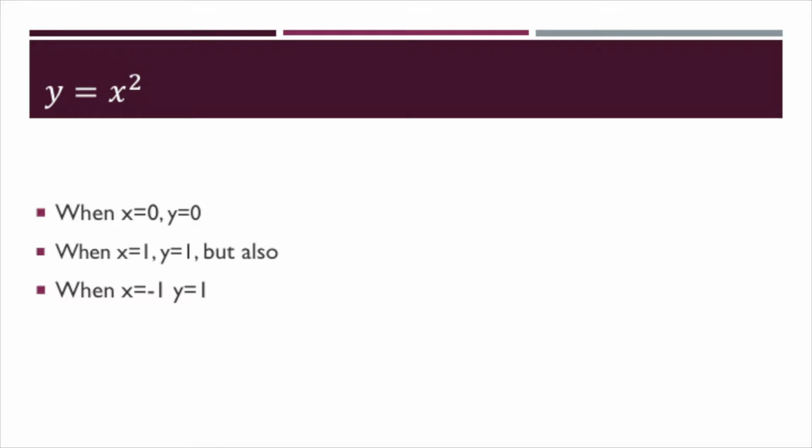Now, one of the unusual things about equations with exponents is that you may have situations where multiple values can be put in for y and x. So let's take that example, y equals x squared. We know that when y equals 0, x equals 0. But we also know that when y equals 1, x equals 1. But also when x equals negative 1, y equals 1. So here we have two values for x that create the same value for y.